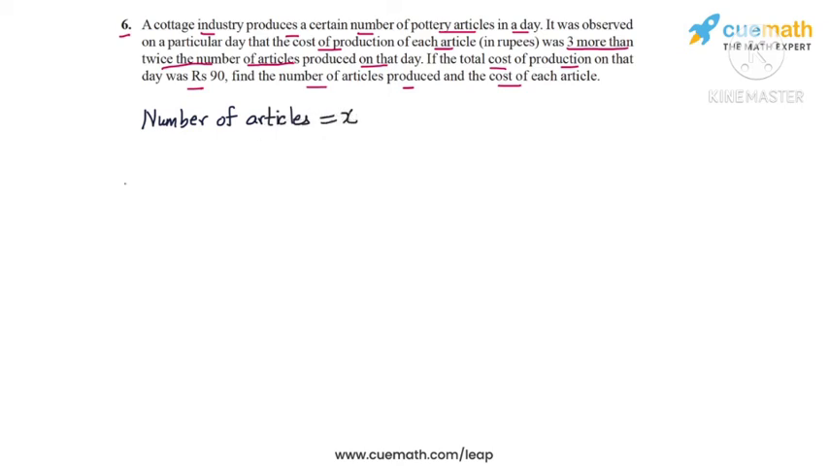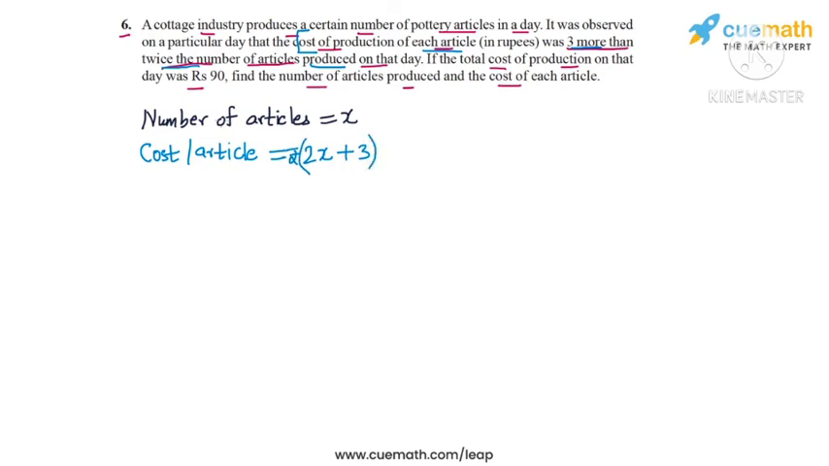Okay, so let's assume that the number of articles was x, and now we will create a quadratic equation in x. Now the problem statement says the cost of production of each article was 3 more than twice the number of articles produced on that day. So the cost per article was 3 more than twice the number of articles. So twice the number of articles is 2x, and 3 more than this is 2x plus 3. So the cost per article was rupees 2x plus 3.